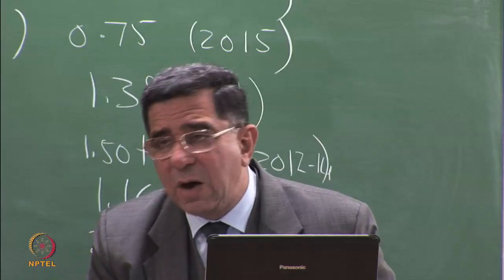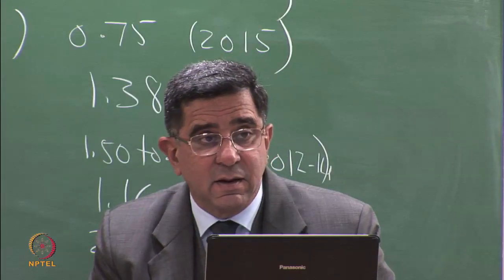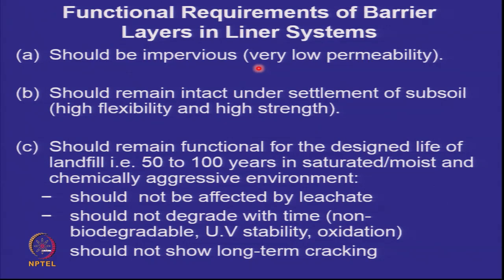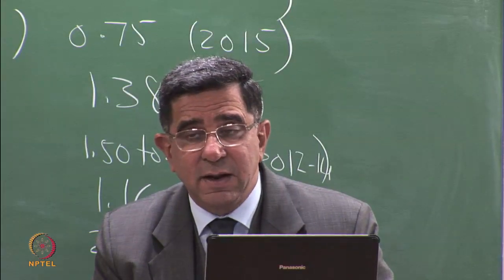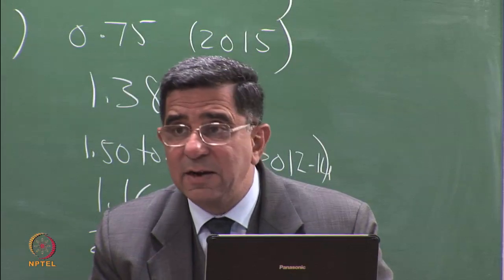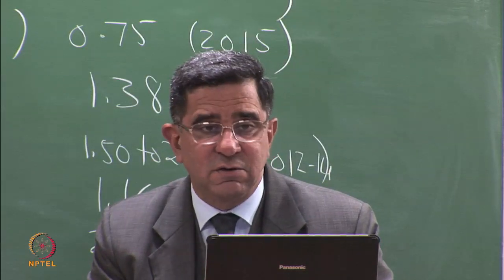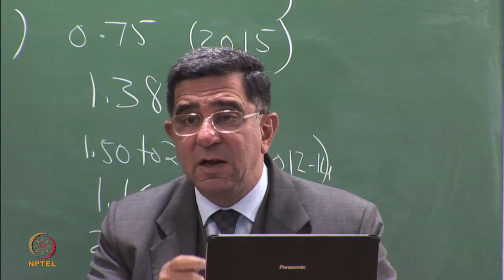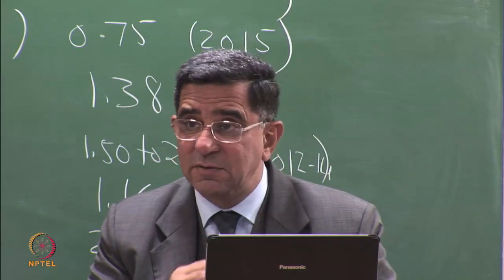So what are the functional requirements of the barrier in the liner system? We have a hydraulic barrier. So the first statement is, it should be impervious. As I said, I'm not aware of any impervious material. Eventually, a liquid will pass through, if not by gravity flow, then by diffusion, by a shear push at the molecular level of the difference in concentration. Even a plastic sheet, which looks impermeable to us, eventually a gas comes out of the plastic sheet because under concentration and pressure differences, you can have something moving out.